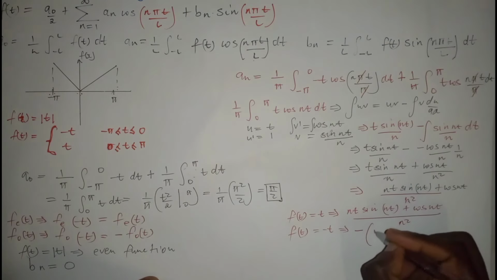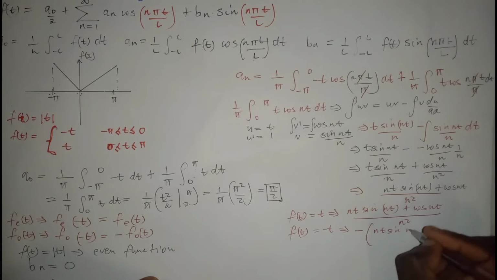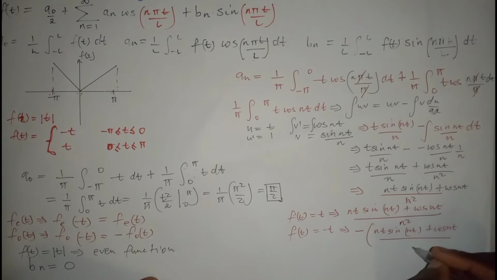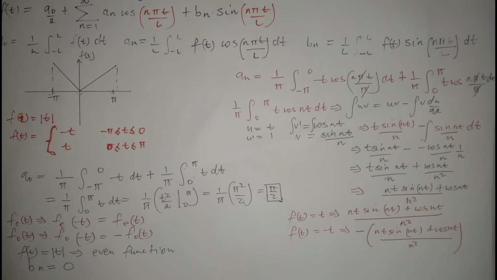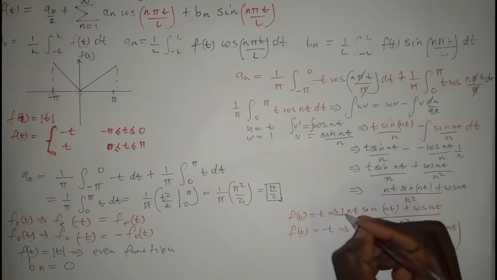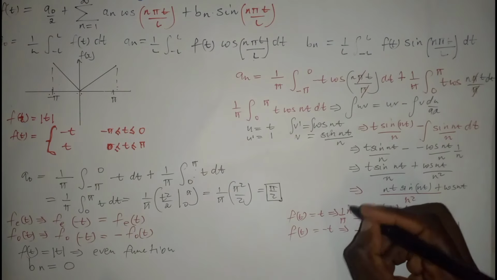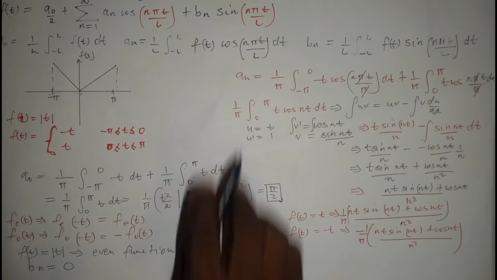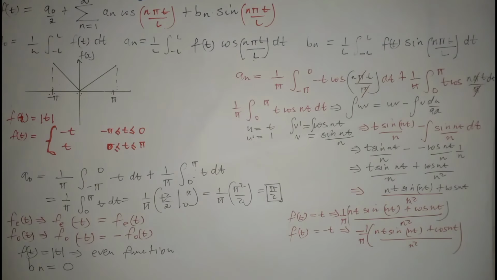And I want to write nt sine nt plus cos nt divided by n squared. But there's something that I've forgotten. You can see we have a pi here. So we have to put 1 over pi right here and 1 over pi right here. Let me just put brackets to indicate something. If you forget this 1 over pi, that will affect your answer.